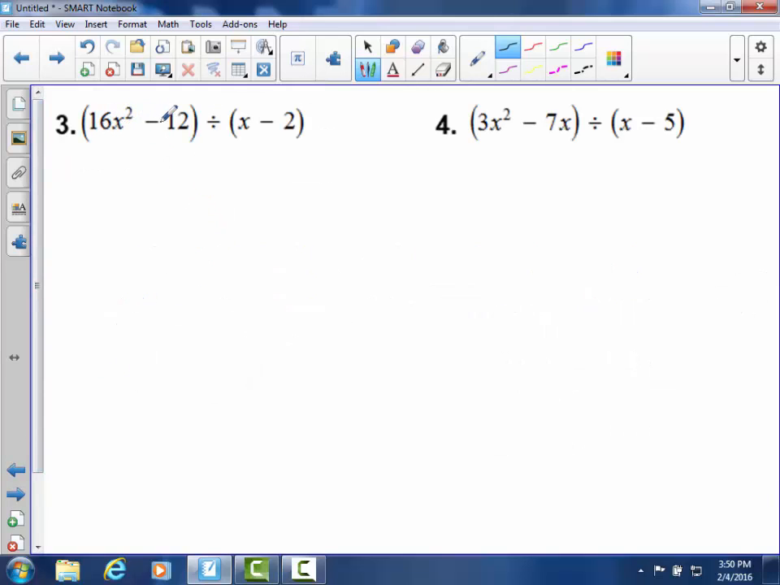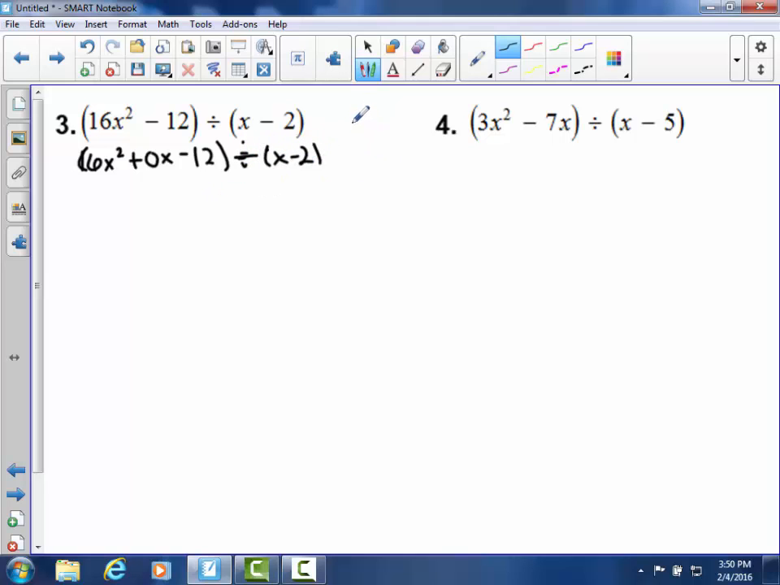Okay, 16x squared minus 12 divided by x minus 2. So if you'll recall, I said we would have to have it in standard form and we'd have to have a representative for each place. Okay, so that would be 16x squared plus 0x minus 12. And then it would still be divided by x minus 2.